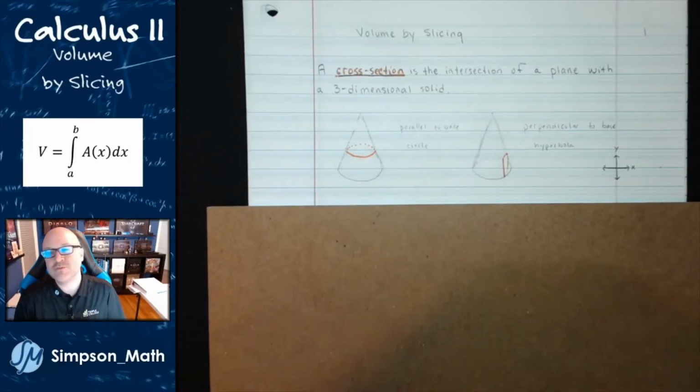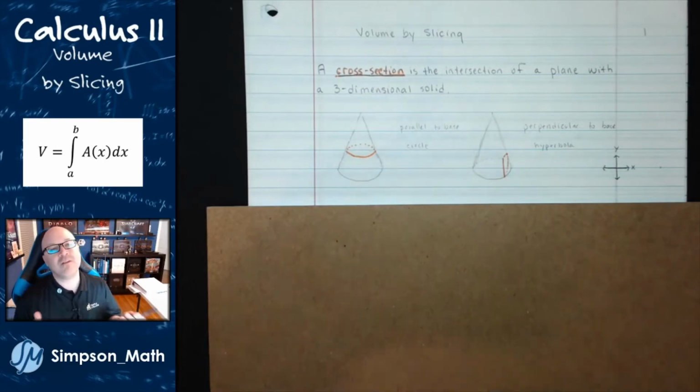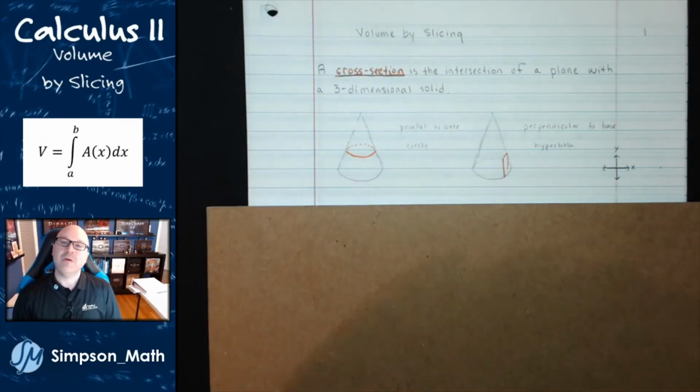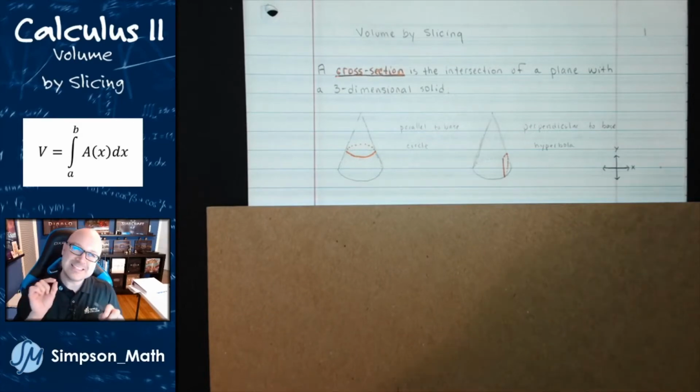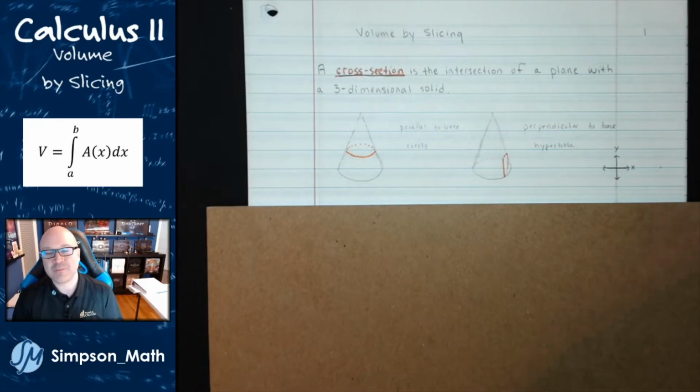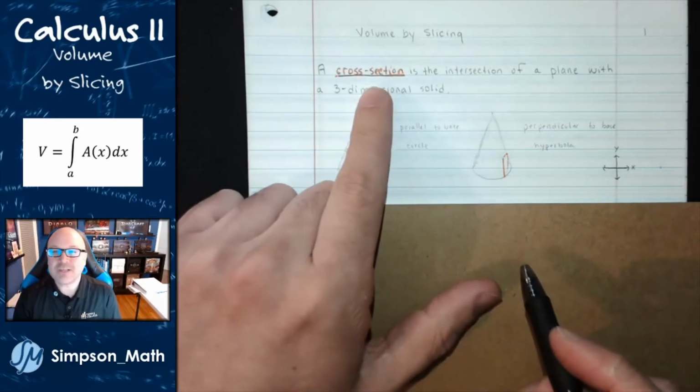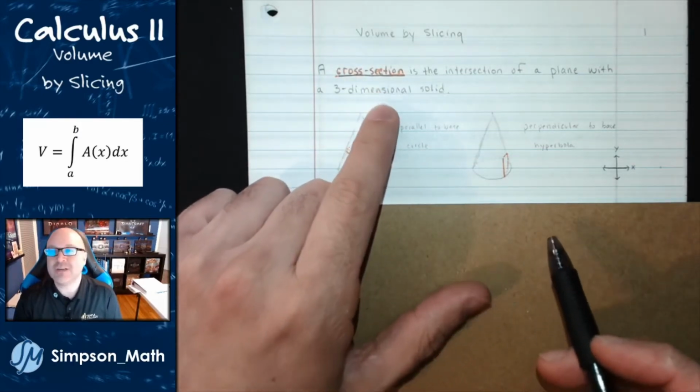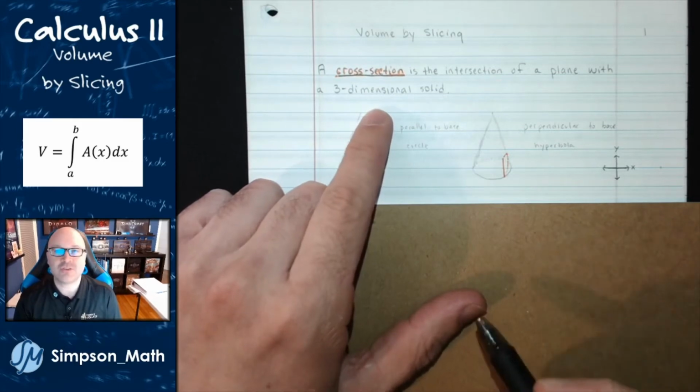In this video, I'm just going to introduce a way to calculate the volume of three-dimensional objects using a method called slicing. So the slices are going to be called cross sections. And those are just little slices with just a tiniest little bit of width or height to them. So a cross section is the intersection of a plane with a three-dimensional solid.